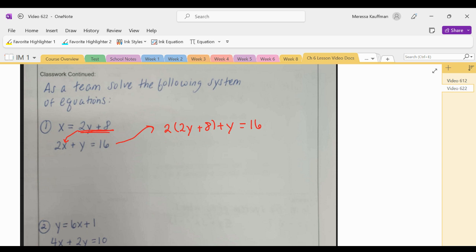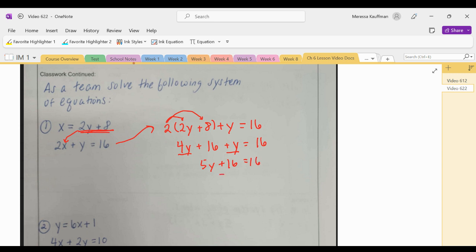All right. So now I have one variable. I should find the value of y. So I'm going to multiply that 2 into my parentheses. Get 2 times 2, that's 4. So 4y plus 2 times 8 is 16. Plus y is equal to 16. Now I'm going to add my like terms together. I end up with 5y plus 16 is equal to 16.